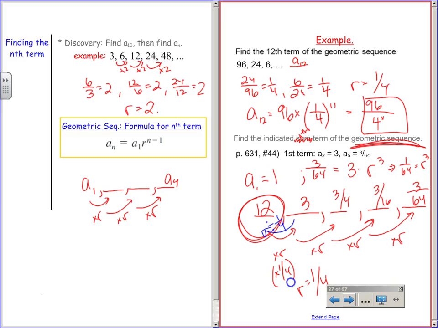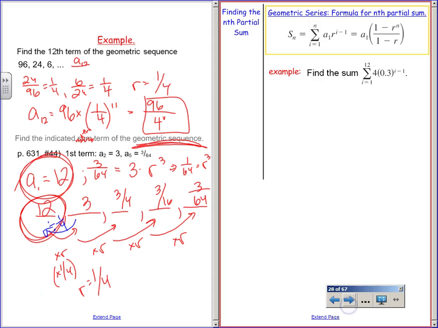What's your first term? 12. Now, was there another way of doing it? The answer is basically yes.